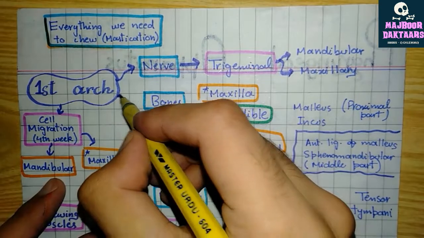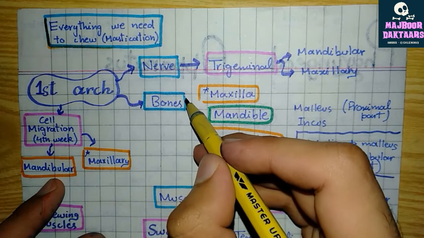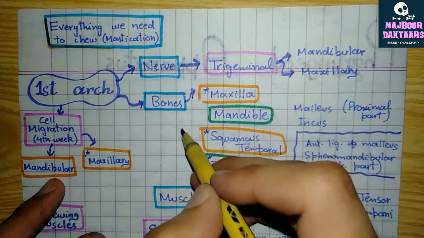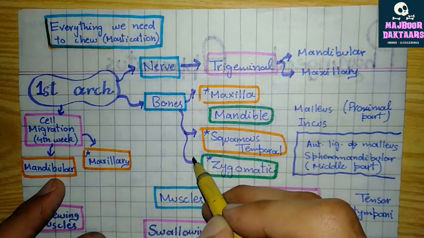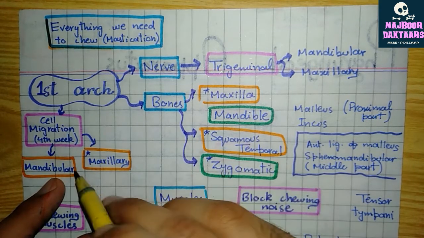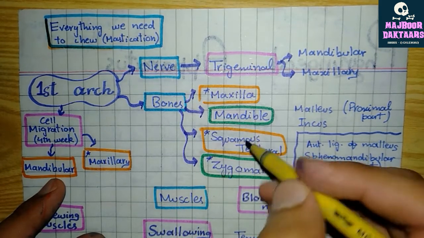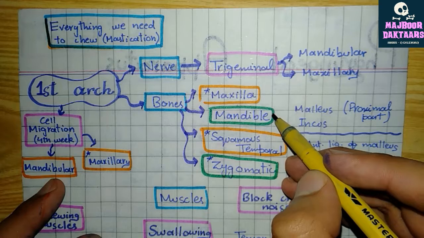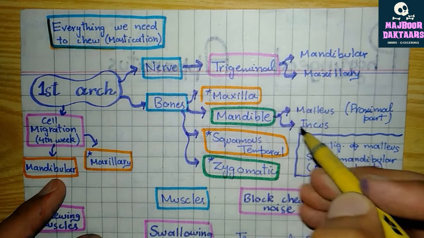So, talking about bones. The bones from the maxillary prominence include the maxilla, the squamous part of the temporal bone, and the zygomatic or cheekbone, while the bone from the mandibular prominence of the first arch is the mandible, and from part of the mandible arise the malleus and incus.